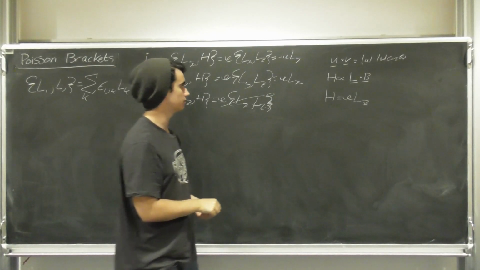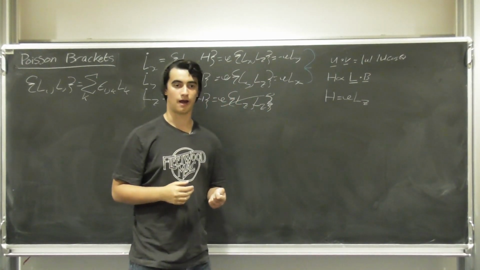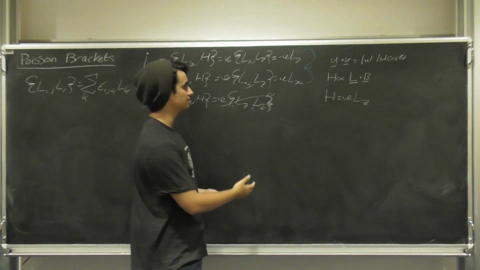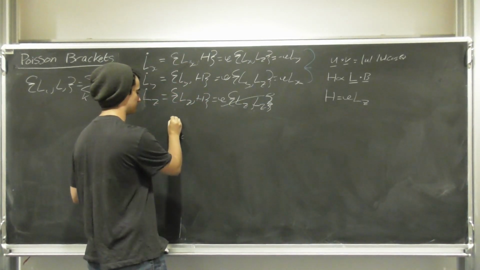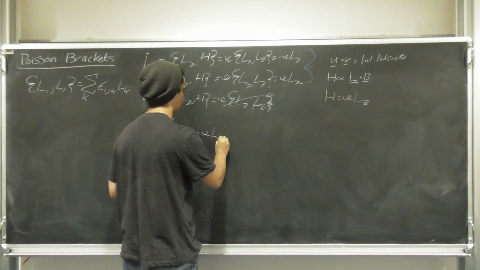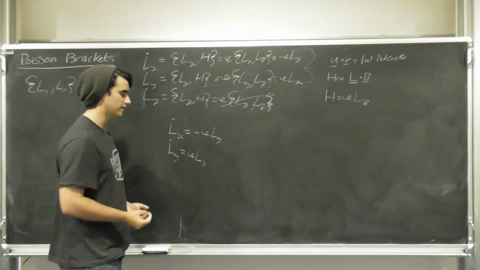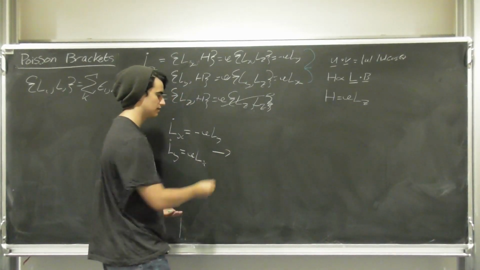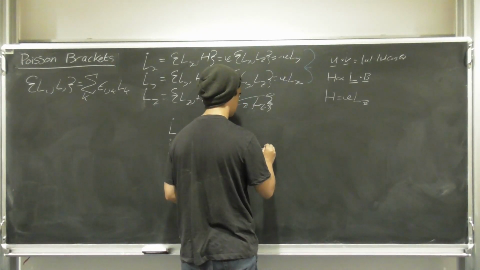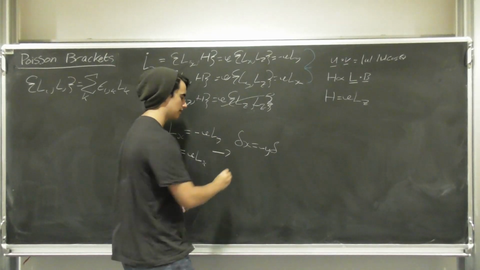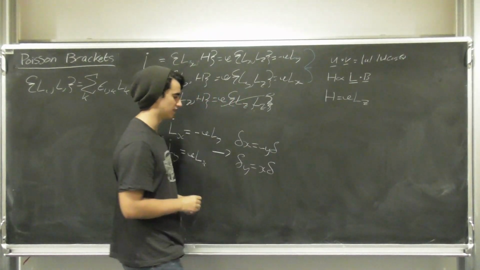And these two here will tell us how our angular momentum will move. And we'll notice that having L sub x dot equals minus omega L sub y, and L sub y dot equals omega L sub x, looks very similar to what we had before, where we had the change in x equals minus y times some delta, and the change in y is equal to x times some small change delta.